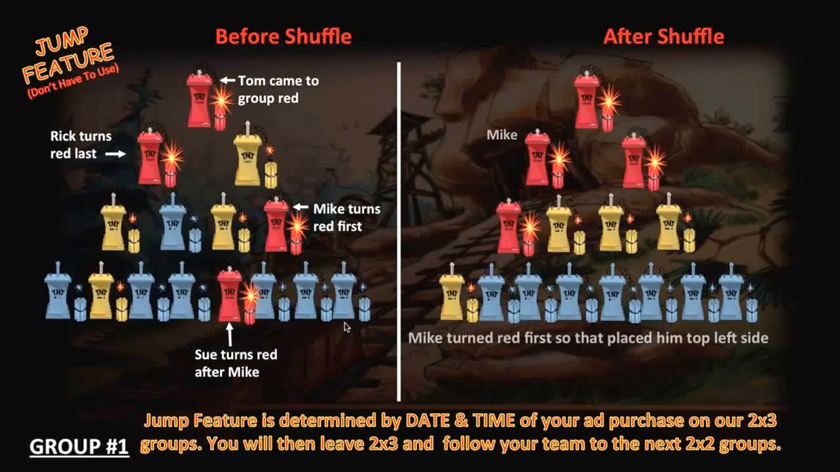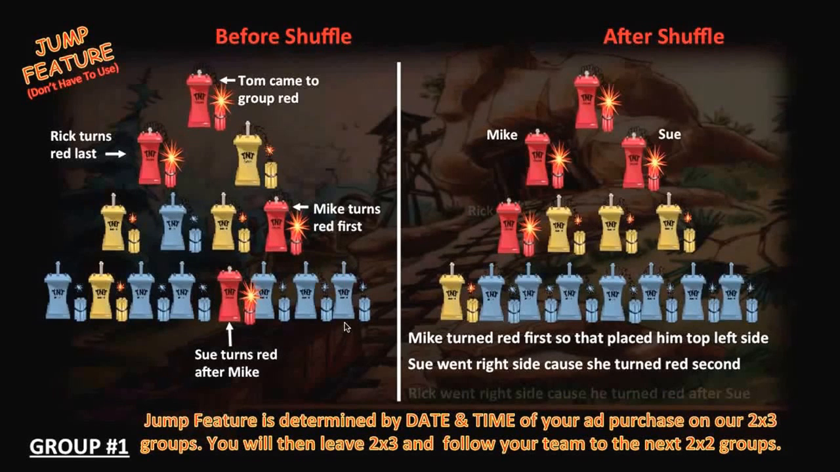After the shuffle, this is what the board looks like. You've got Mike, who would be over here on the left. You've got Sue, who would be on the right because of the time and date stamped in the order that they turned red. And, of course, you got Rick. And then the system automatically starts to place all of the yellow plungers in the order that they arrived on the board. And then it takes all the blue plungers and does the exact same thing. And that's the board that you see on the right after the shuffle.